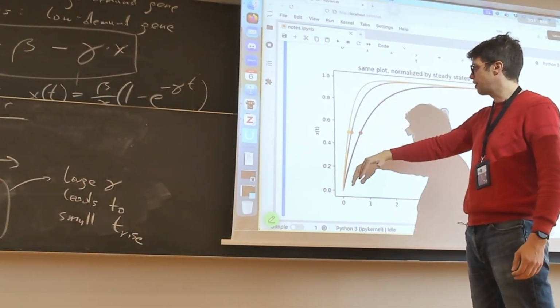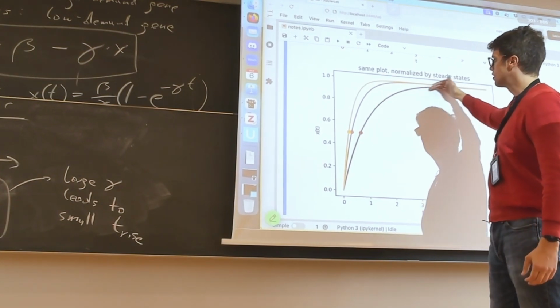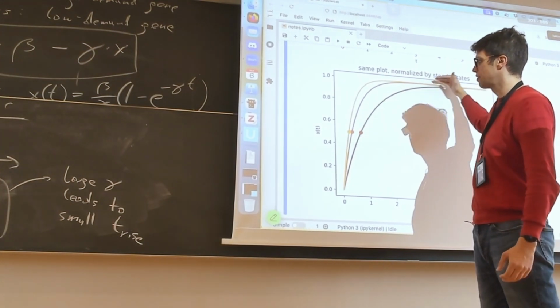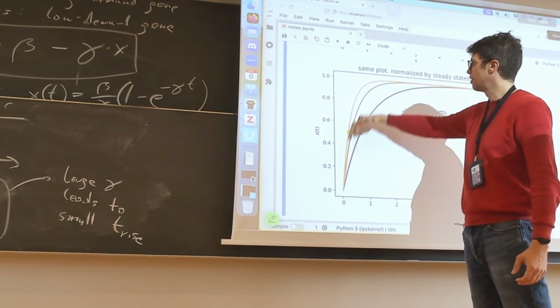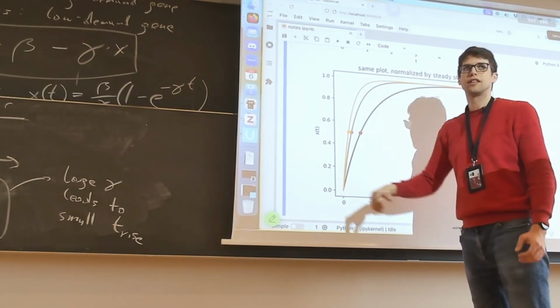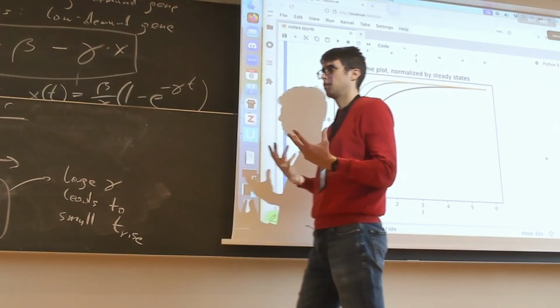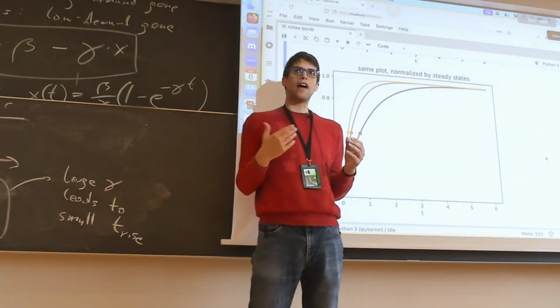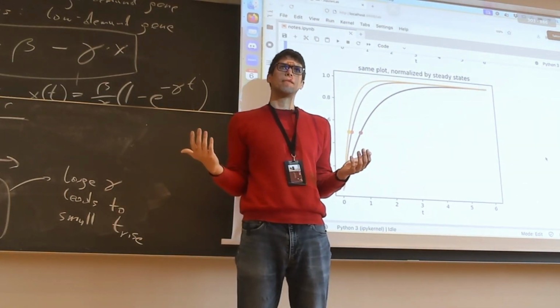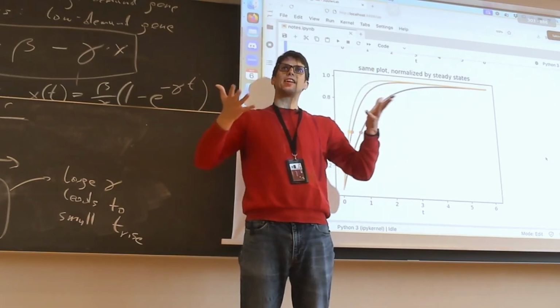Now we see that the slowest decay is the slowest rise time. And the fastest decay has the highest rise time. So there's a trade-off going on. You might be faster, relatively speaking, but of course your expression is not as high.